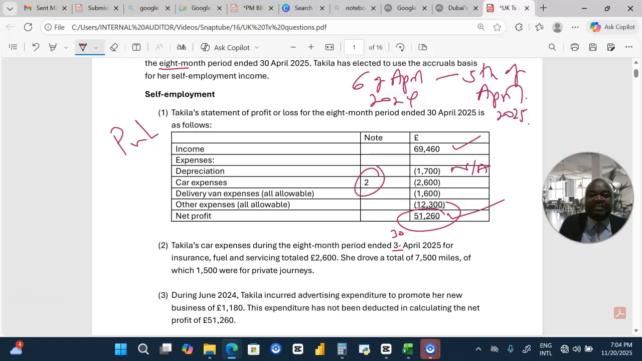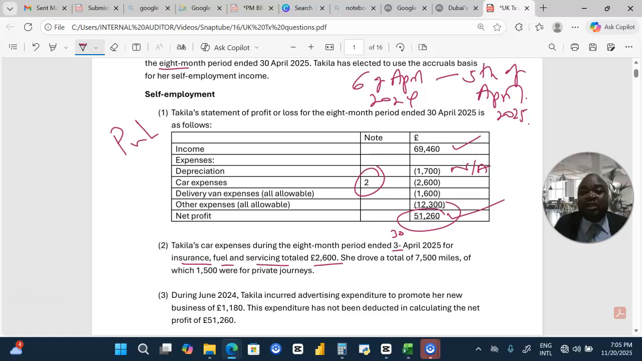So the expenses included insurance, fuel, servicing, which totaled 2,600 as reported in the statement of profit or loss. She drove a total of 7,500 miles, of which 1,500 were for private journeys. Remember, we are still doing the 8-month period, so do not prorate by months. Do not multiply by 7/8, at least at this particular juncture.